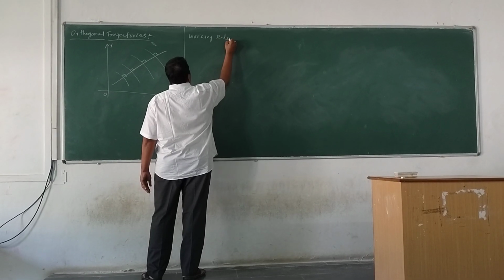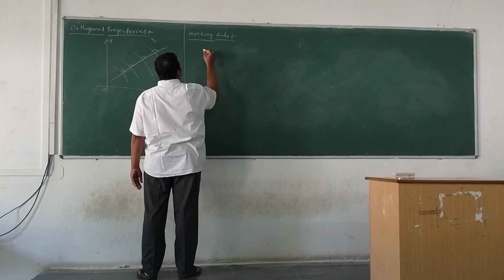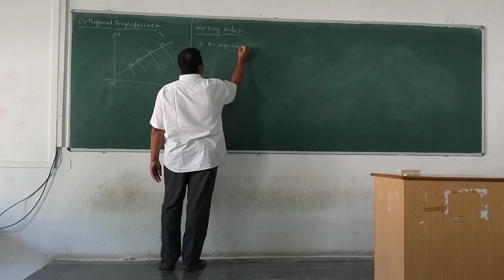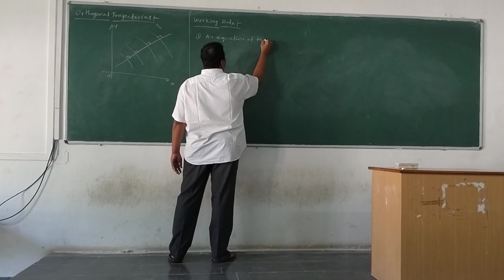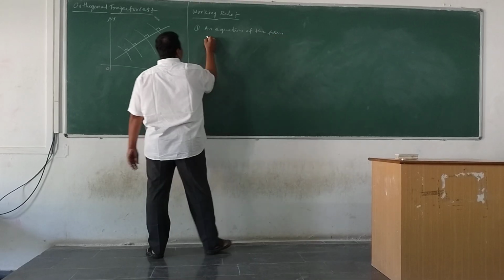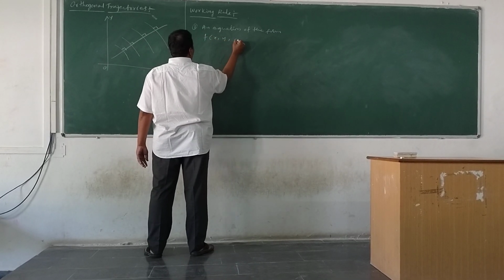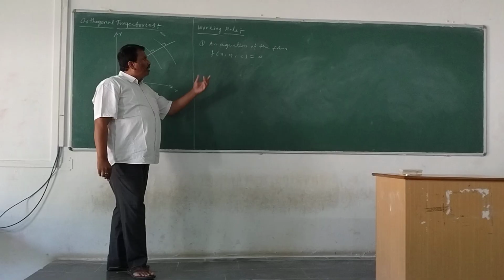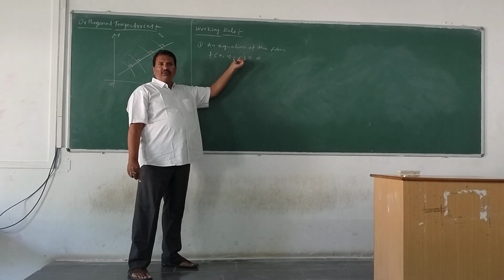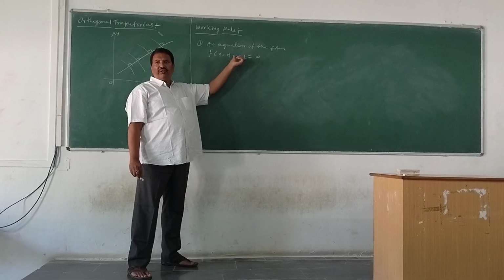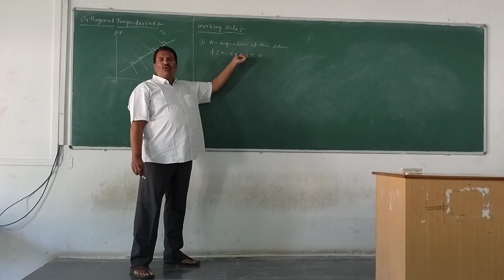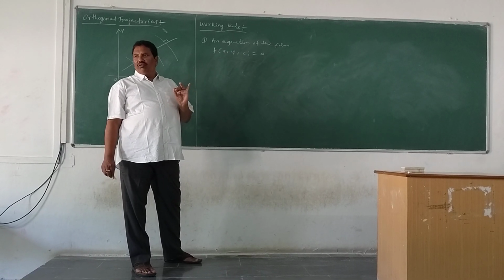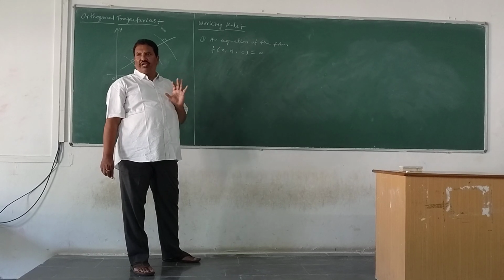Listen carefully, all of you. Working rule. First point: an equation of the form f of x comma y comma c equals 0. Here c is the constant. We have to eliminate the c from the given equation. How to eliminate the c? We have to differentiate the given function. Then we have to eliminate the c.